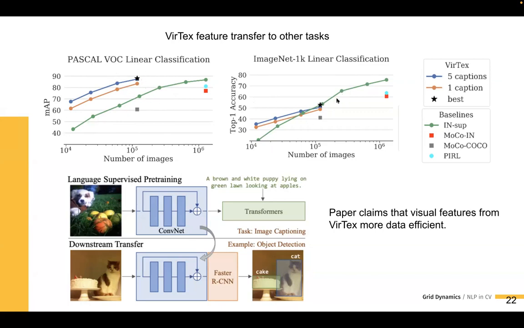But of course, on the right, you can see that if we continue to train our ImageNet supervised model, with time it will get better and better results. But if we want better results with a limited number of images, we can implement this Vertex architecture. And what is also cool, we can take this backbone, set up another head, and make object detection. So the paper claims that visual features from Vertex are more data efficient. Of course it is debatable, but okay, let's believe them.